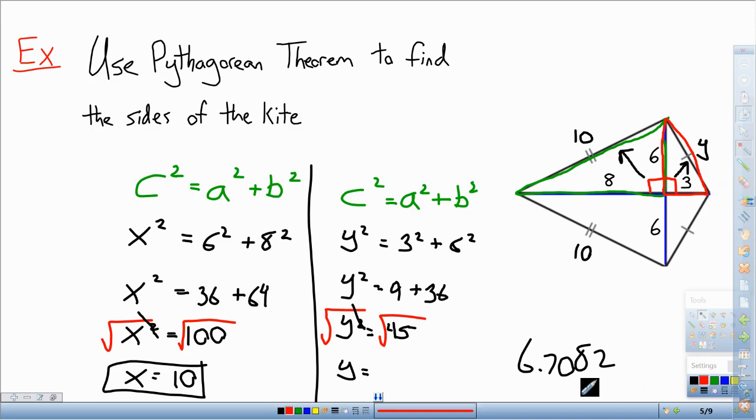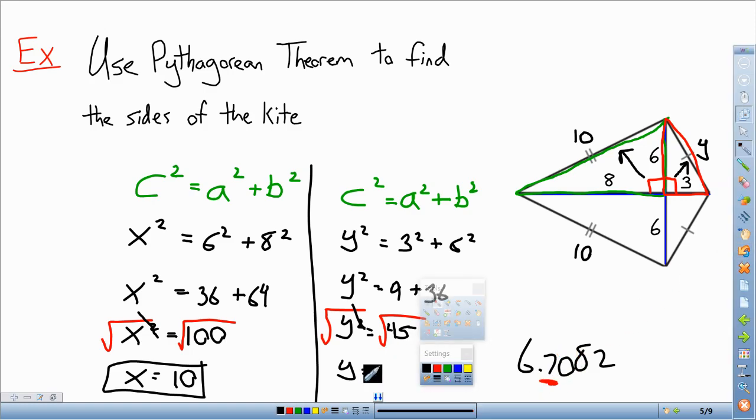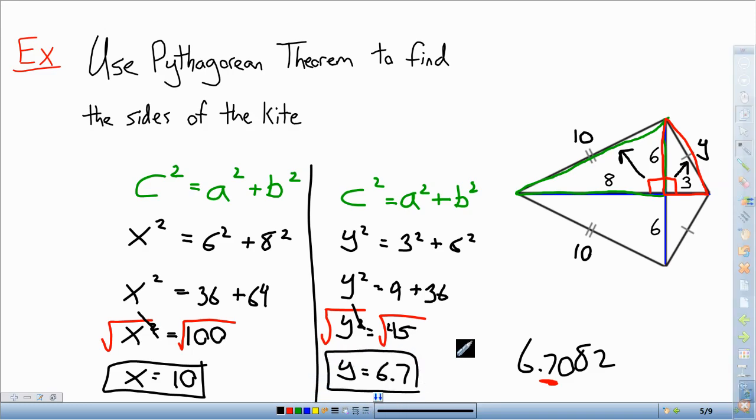In this class, usually we're going to round to the nearest tenths. So the only question is does this 7 stay a 7 or does it round up to an 8? And it's all dependent on this number. If this number is a 5 or more, we would round this thing up to an 8, but it's not. It's less than 5, so we're going to leave this thing as a 7. So if we're rounding to the tenths, this would just be 6.7. So there are the missing sides of my triangle, 6.7, 6.7.